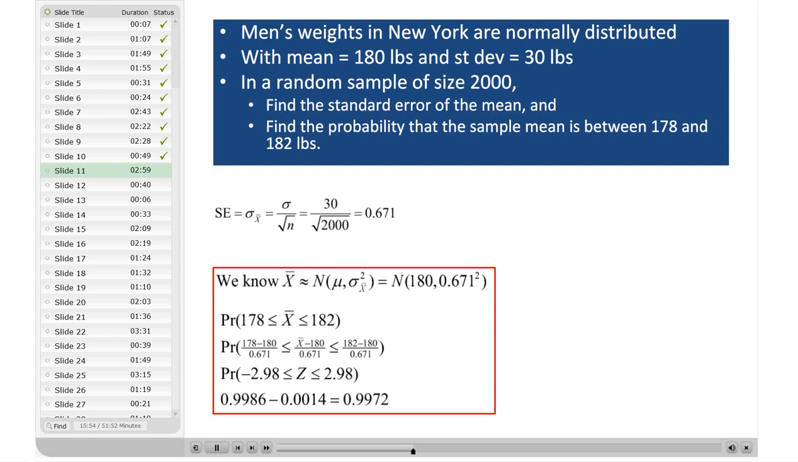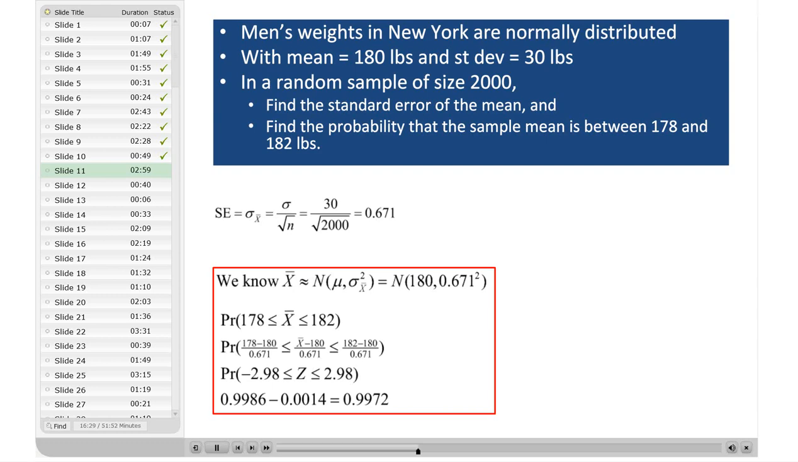And we saw how to do that before. We're going to look 2.98 up in our table and get 0.9986. Then we're going to look up negative 2.98 and get 0.0014. And we're going to subtract those two numbers and get 0.9972. So what this means is that if you kept taking samples of size 2000 and writing down the sample mean and doing that every day for forever, then 99.72% of the time, the sample mean that you get would be between 178 and 182.